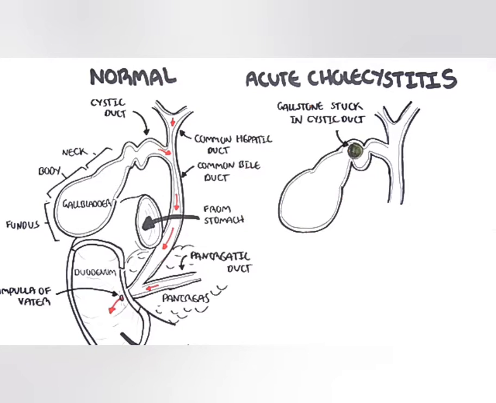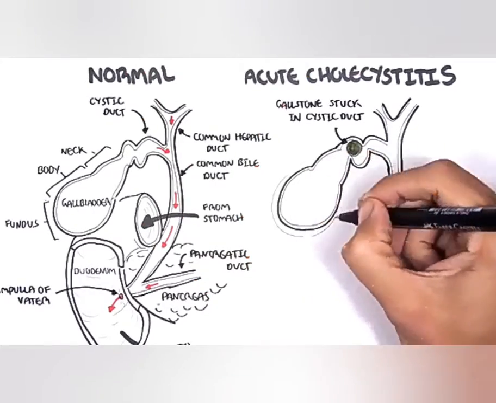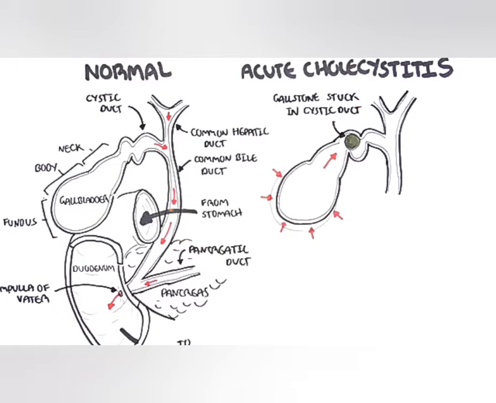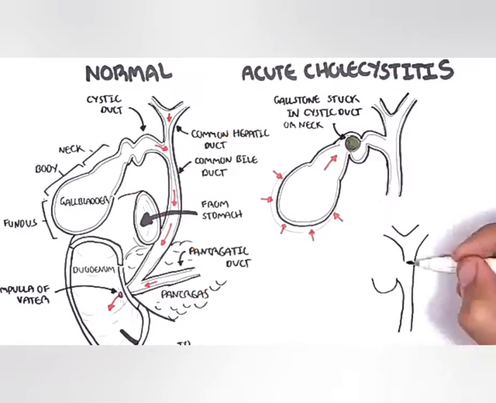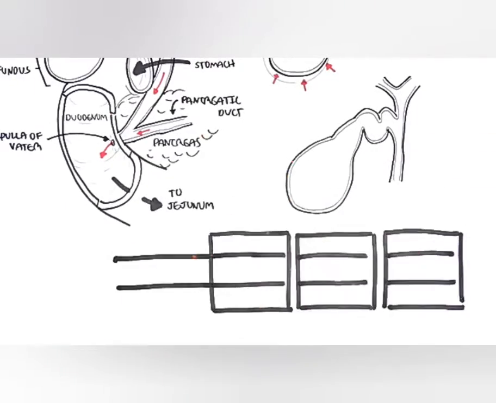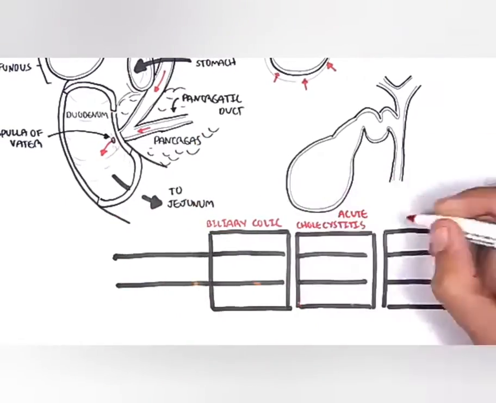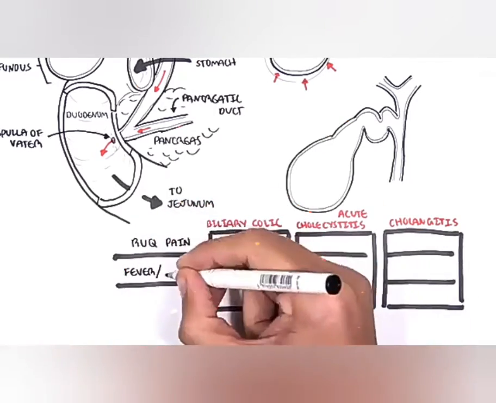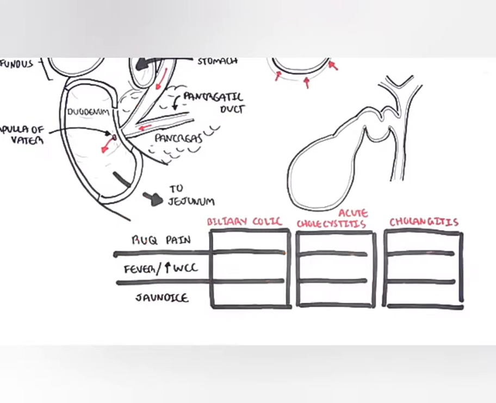Just think of gallstones as a mixture of cholesterol and other pigments within bile. So when the gallstones get stuck in the cystic duct, the gallbladder will try to contract and push it out without any success. And this obstruction results in inflammation to the gallbladder, and this is acute cholecystitis. Acute cholecystitis shares similar features to two other conditions called biliary colic and cholangitis. But these three conditions do differ. We won't talk about them now, but they differ in the pain, having fever or increased white cell count, and finally jaundice, which is yellowing of the skin.